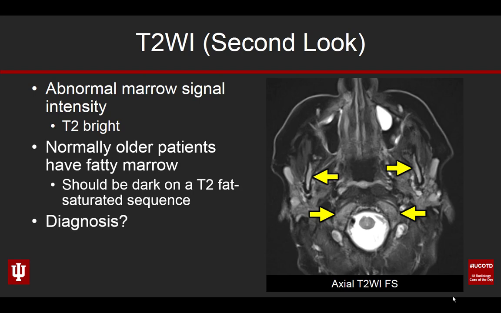So put it all together. Multiple bilateral, solid, mildly enlarged intraparotid masses with diffuse marrow signal abnormality. What do you think is going on here in this older gentleman?